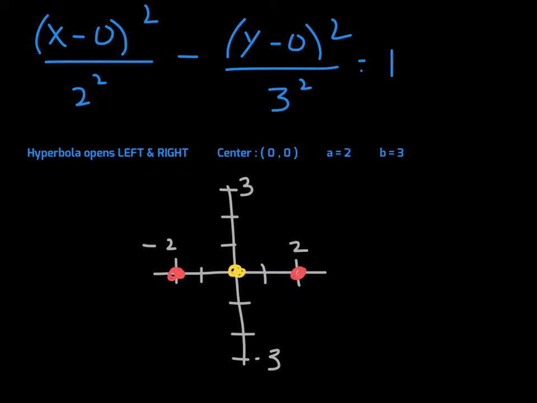Okay, now watch what I do with the distance of b equal to 3. Watch what I do here. What I'm going to do is from my center, I'm going to move up 3 units and I'm going to move down 3 units. Okay?